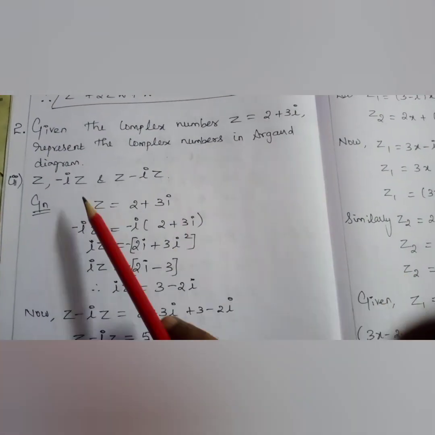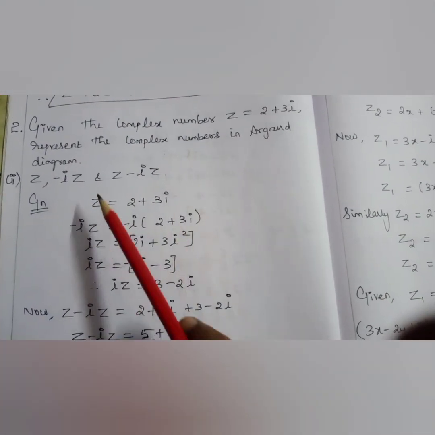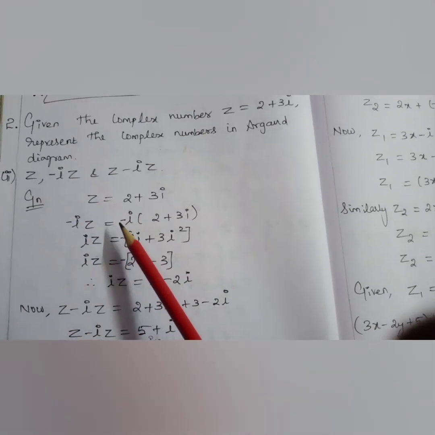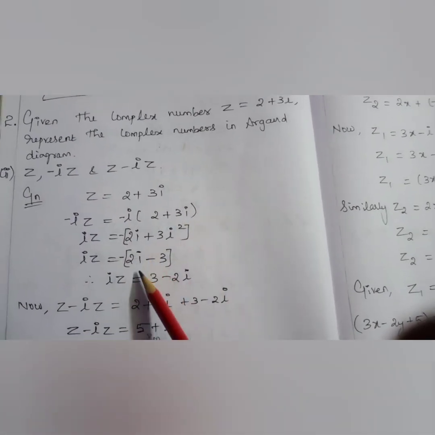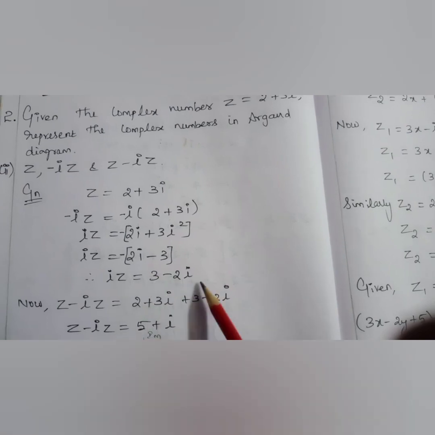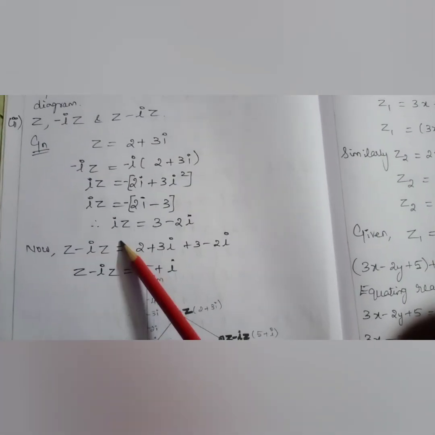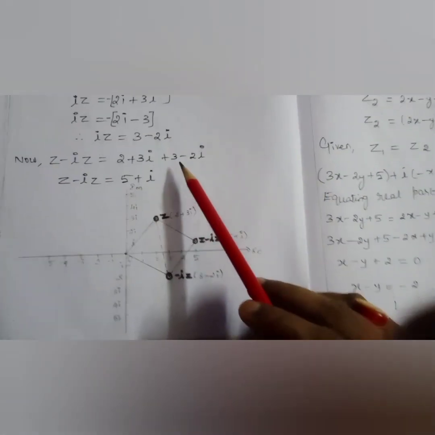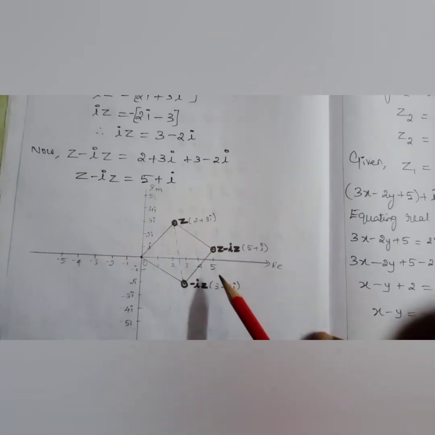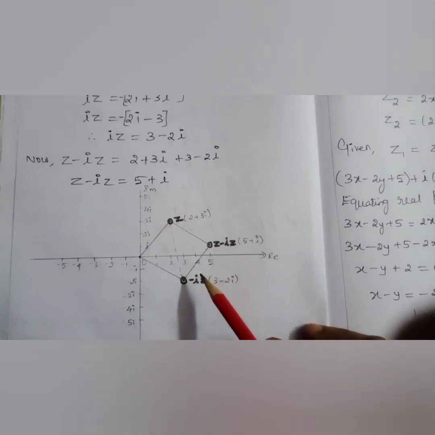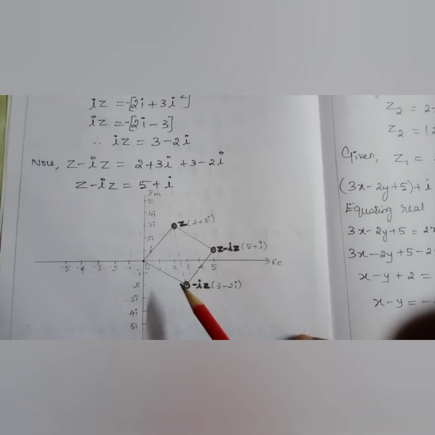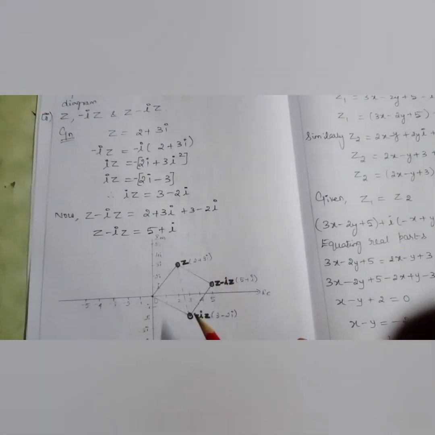2 plus 3i. So z is equal to 2 plus 3i, and next is minus iz. So minus i into z, I am getting it to be 3 minus 2i. Then I am doing z minus iz, and I am getting the point. Then I will plot all the points here, and I have drawn the Argand plane. I mean I have represented the complex number in the Argand plane. So this is how we have to do it.